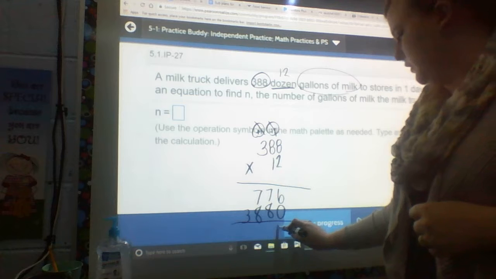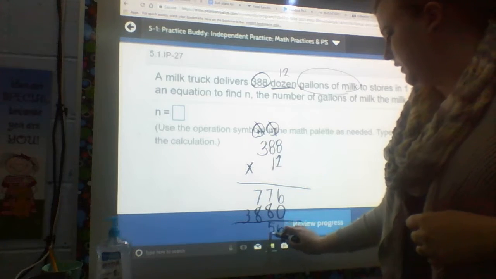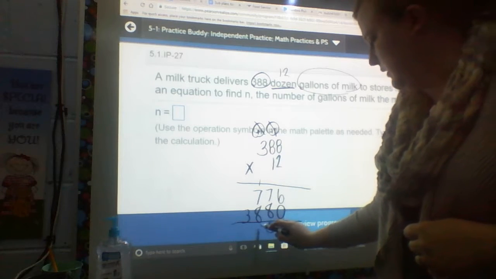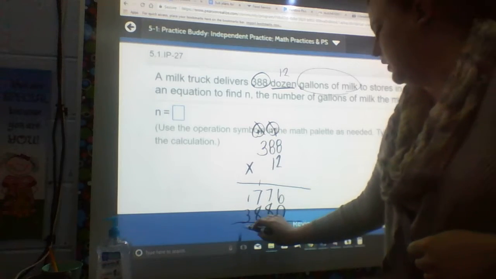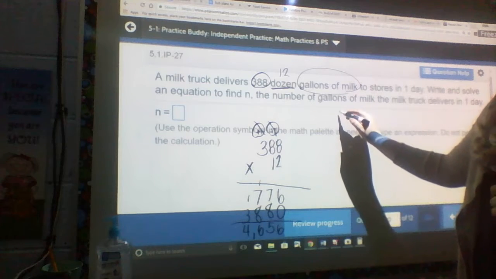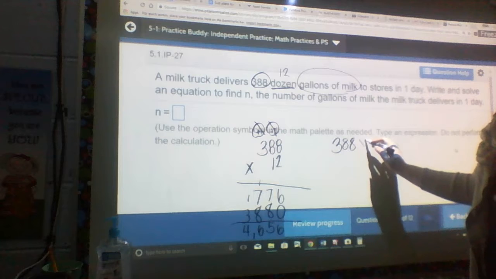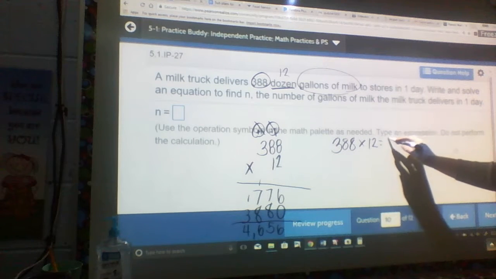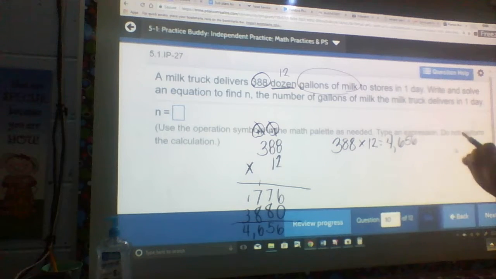Okay, 6 plus 0, 6. 7 plus 8 is 15. Carry my 1. 1 plus 7 is 8. 8 plus 8 is 16. Carry the 1. And 1 plus 3 is 4. So for my answer, I would need to put in 388 times 12 equals 4,656.